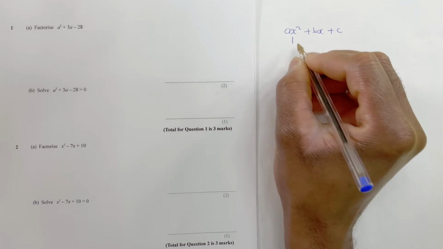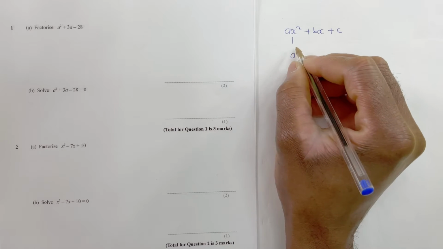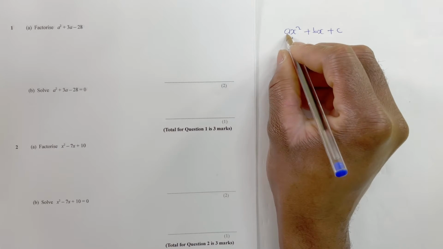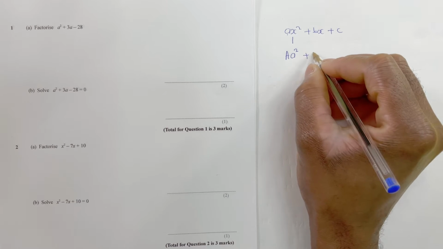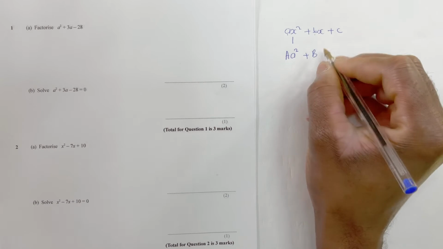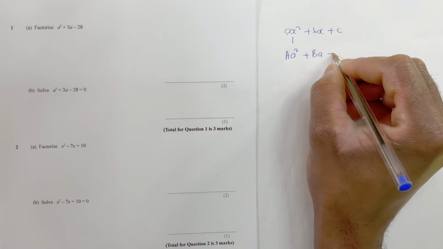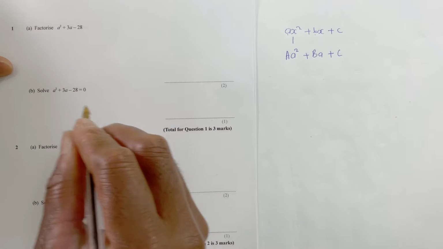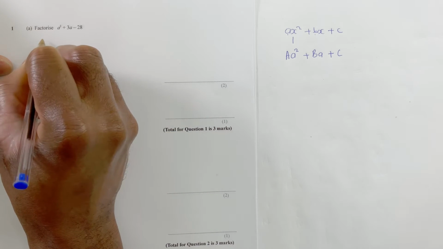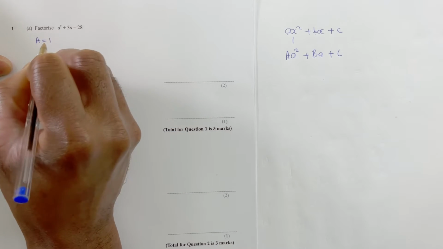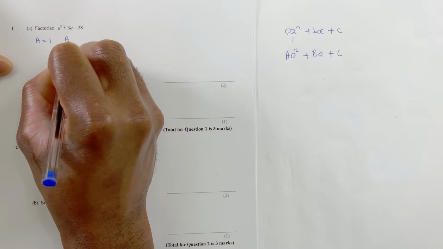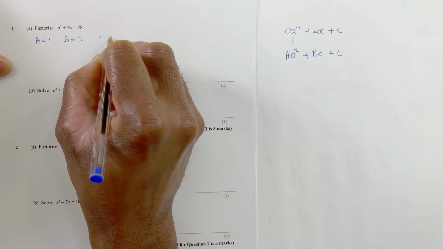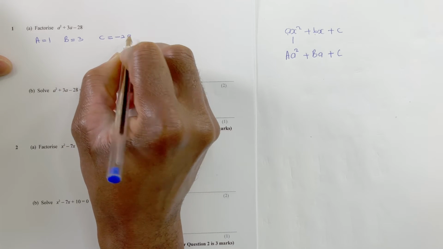Well, in this case, the x is now a, so that's a squared. So I'm going to use a capital A to represent that a, and a capital B to represent that b, because this is now a plus c. So now I can say my capital A equals 1, capital B equals 3, capital C equals minus 28.